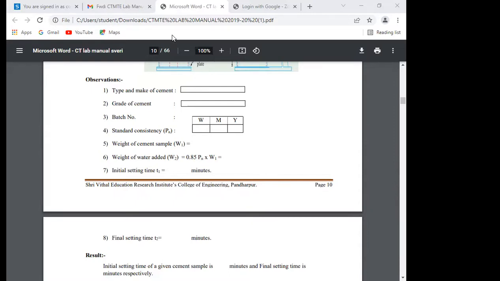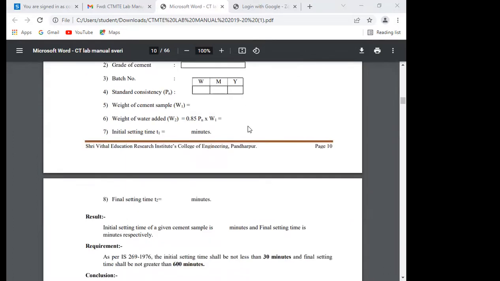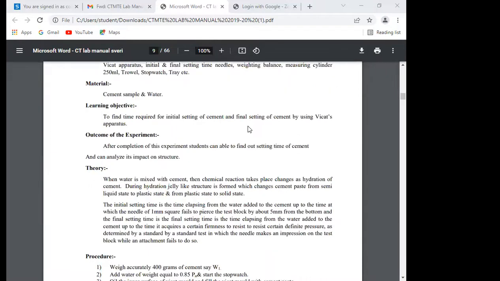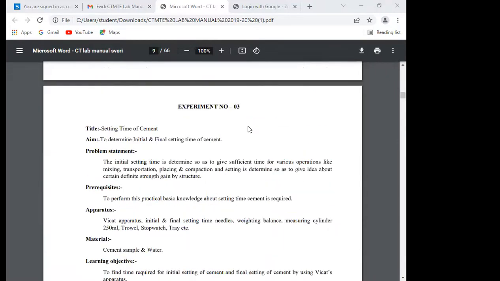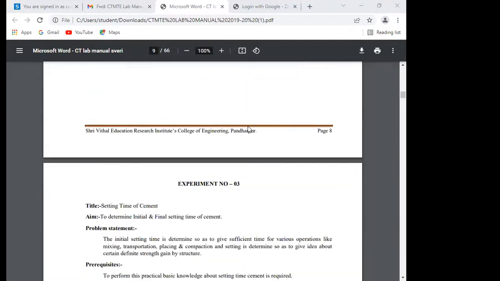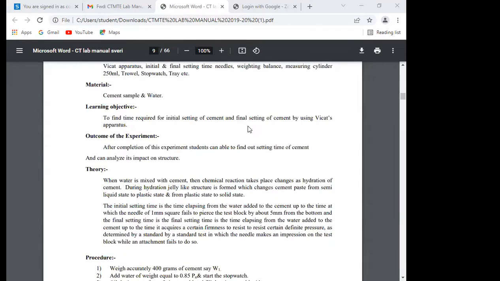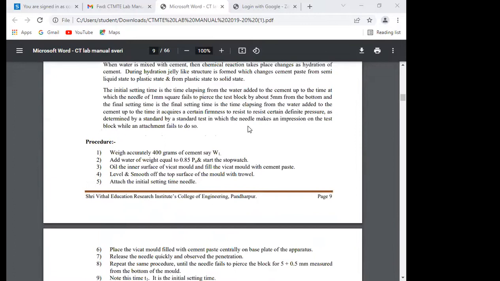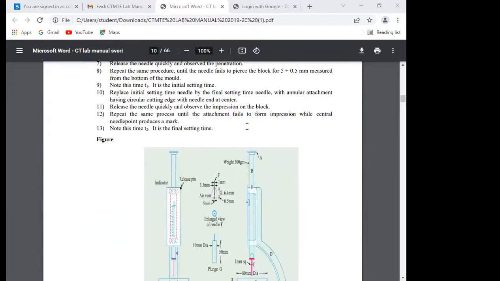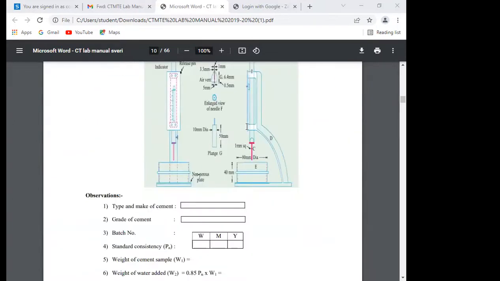Has everyone understood how the experiment is done? Everyone respond. So this is our experiment number 2. I think you have written the consistency. Now the setting time test, please write it down in your notebook: the aim, apparatus, and the procedure. Okay, you can complete the diagram at home.